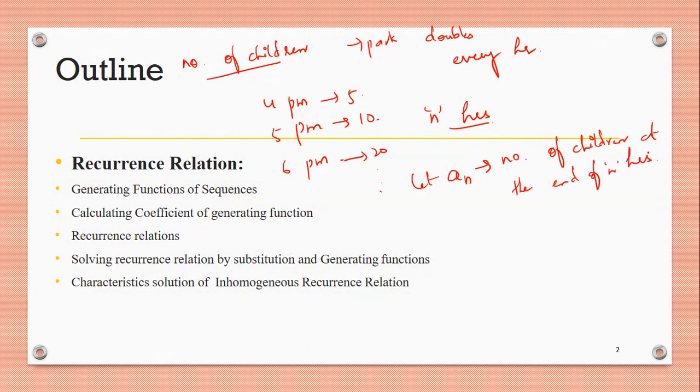Because the number of children doubles every hour, the relationship will be of this form: a_n is equal to 2 a_(n minus 1), whenever n is a positive integer, that is, n belongs to the positive integers. This relationship, together with the initial condition at the 0th hour, that is, if I consider 4 p.m. to be my beginning, then a_0 is equal to 5, determines a_n uniquely for all the positive integers. We can find a formula for a_n from this information.